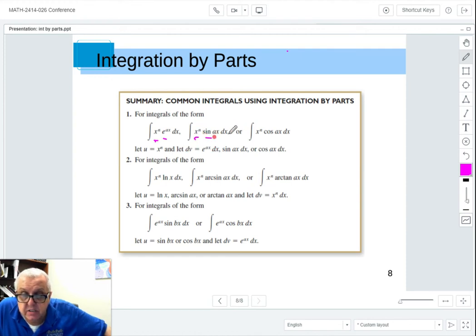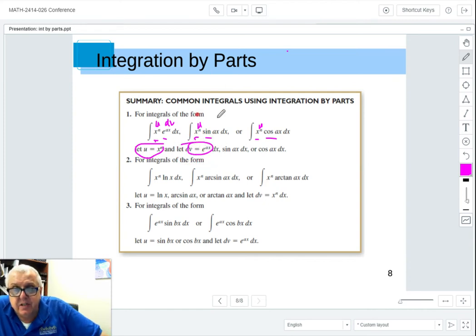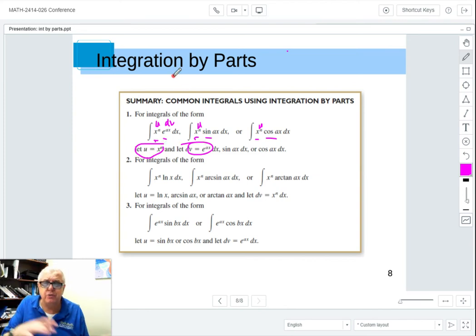or x to the power sine, x to the power cosine, it tells you, if you have x to a power, use that as u, and the sine or cosine or the e, use it as dv. So that's kind of cool that they tell you, hey, if you're going to come across one of these, use the u as x to the n. By the way, sometimes it doesn't matter if you use u or dv for problems. They're just telling you it's easier if you use these.